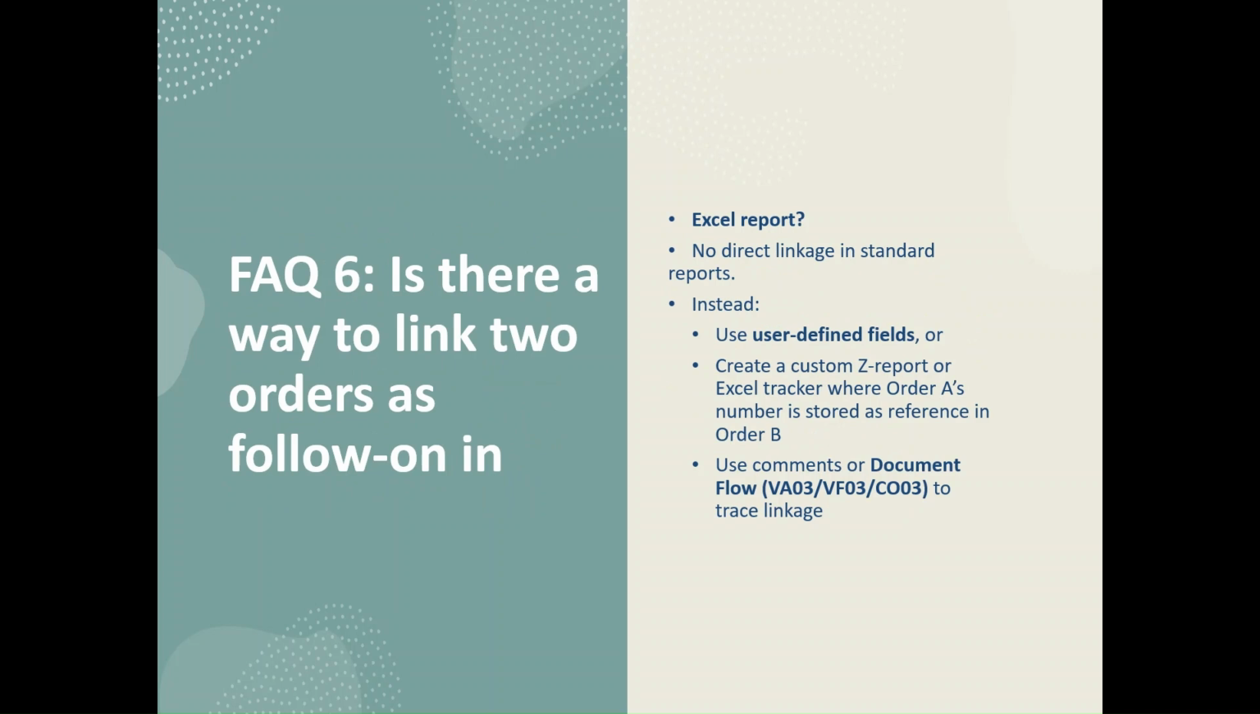Quickly moving forward, we have: is there a way to link two orders as follow-on? No, you cannot directly link in standard reports. Instead, you can use standard defined fields, or you can create a custom Z report, or you can make an Excel tracker where order A number is stored as reference number. You can use comments or document flows to trace linkage, but you cannot directly link these in standard reports.